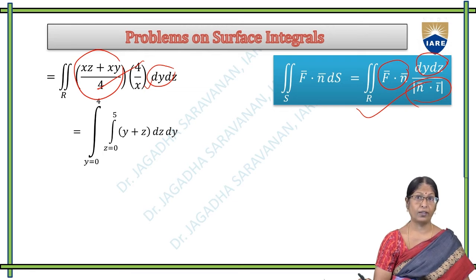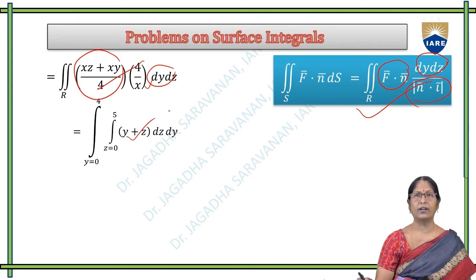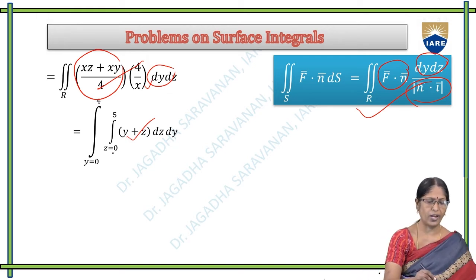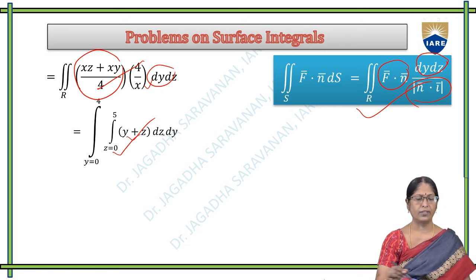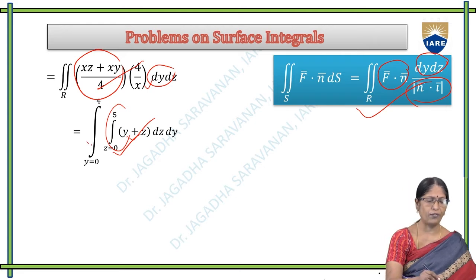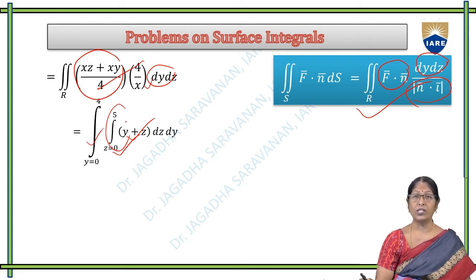Now simplifying, we obtained y plus z as the remaining term after the common terms are cancelled. So it is dy dz. z varies from 0 to 5, which is the condition given in the question itself. And y varies from 0 to 4, which we obtained from the question, that is x squared plus y squared equal to 16, from which we obtained y varies from 0 to 4.